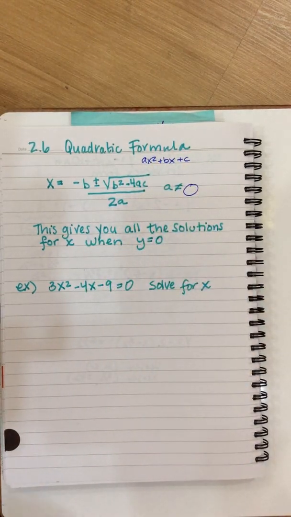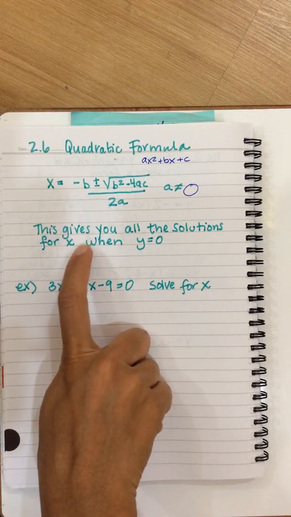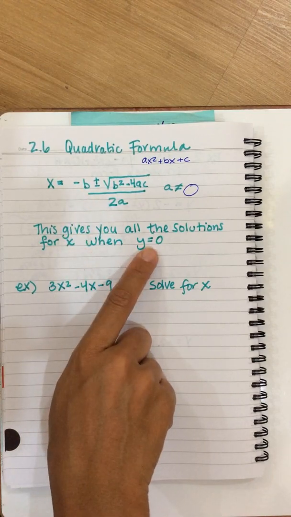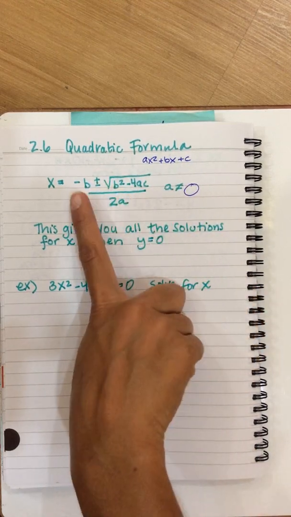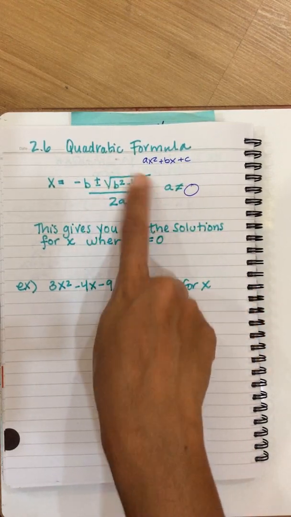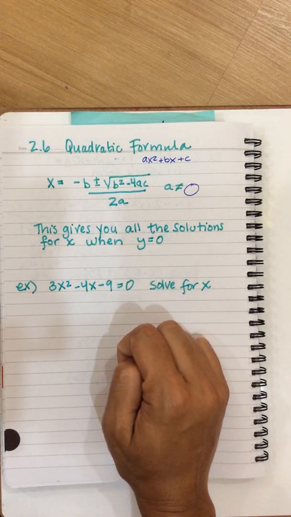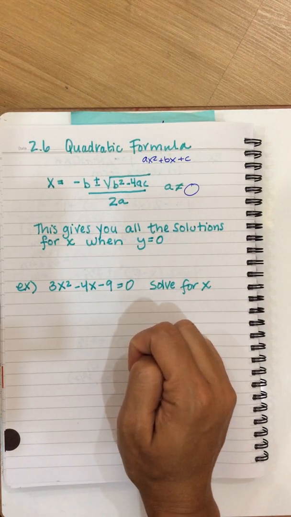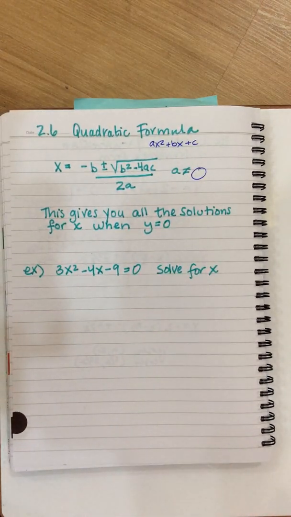And then the second thing is all they've done here is solve for x. This gives you all the solutions for x when y equals 0. So they've set this equal to 0 and rearranged it to solve for x. And then you can use this every time to essentially find the zeros of the function, plugging in the different coefficients. So let's do an example.